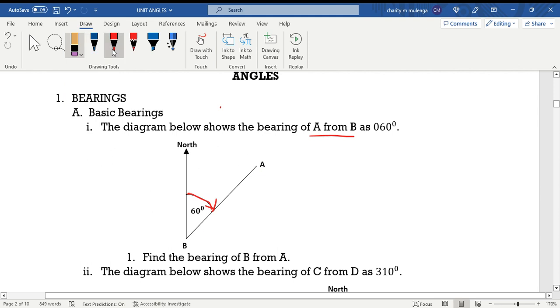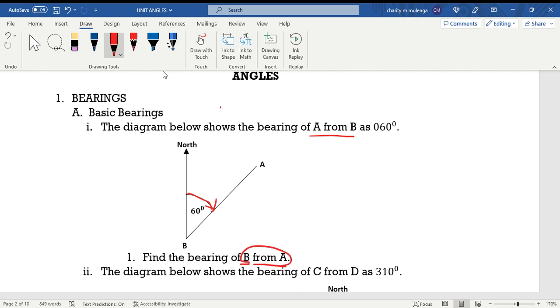Now, like I told you last time, it's important to understand what it means if we say B from A. What does this statement mean? This is the key to everything. It unlocks what has to be done. So in this case, B from A, it means that we must sketch a north at the starting point if there isn't one at A. So you sketch a north at A. A is the origin, or the starting point.